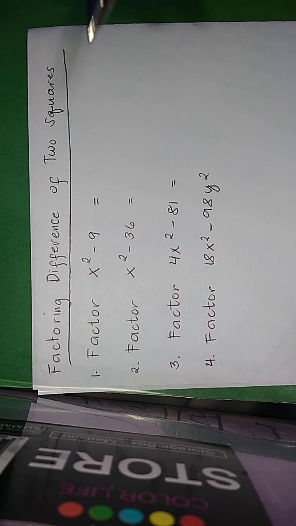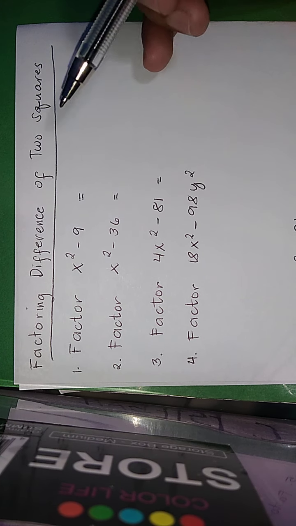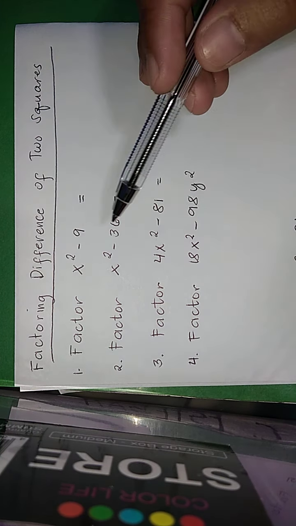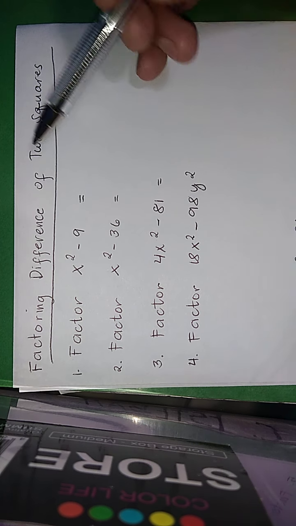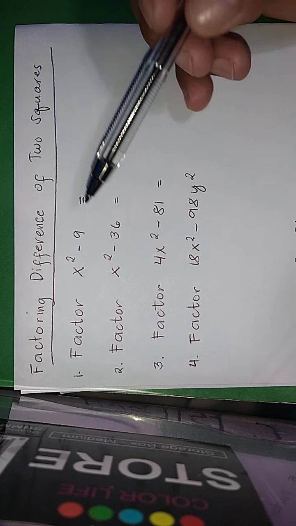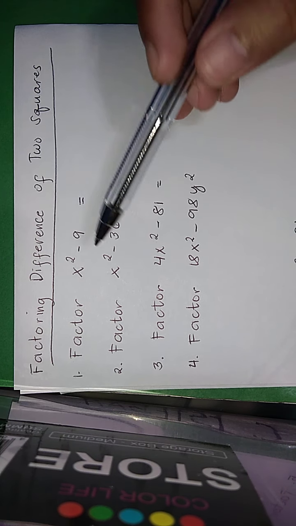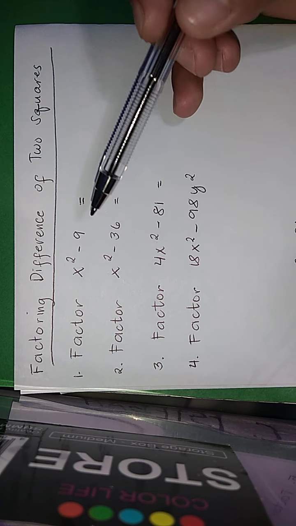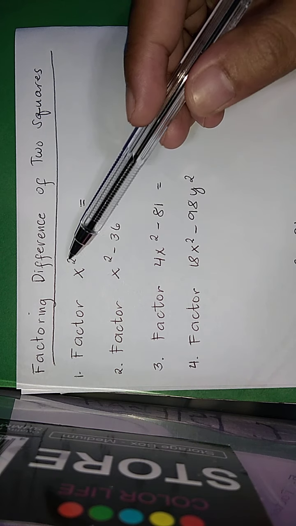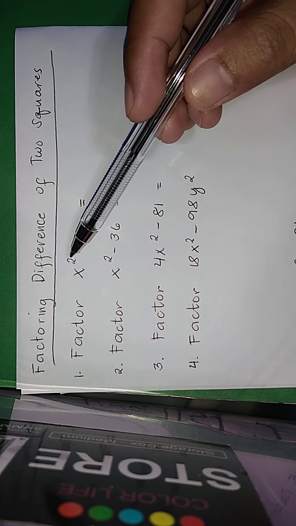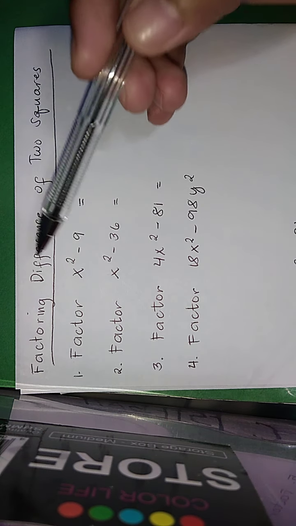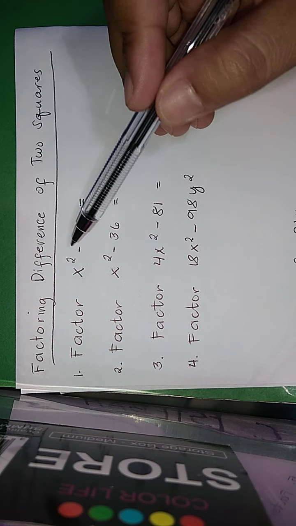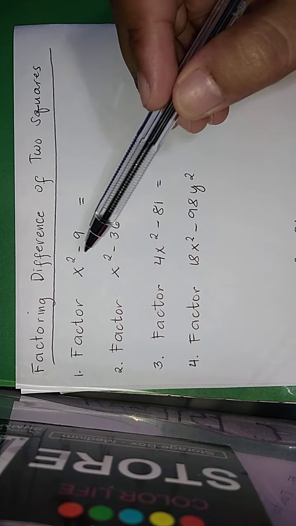Pero, bago yan, titingnan nyo muna kung yung given na polynomial ay naka-difference of two squares. So, paano nyo malalaman kung siya ay naka-difference of two squares? So, dapat ay two terms. And then, the first and last term should be in perfect square. And, paano malalaman naman kapag perfect square? Lalo na kung may kasamang variable with exponent, yun ay dapat ang exponent ng variable ay mayroong even number.